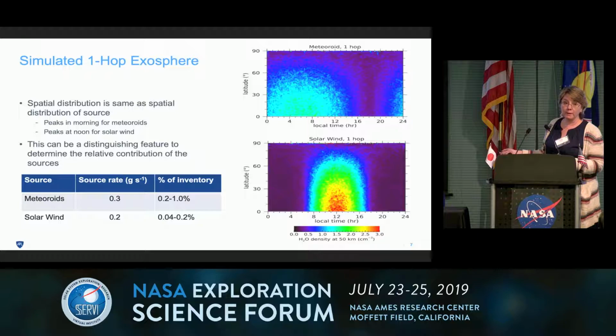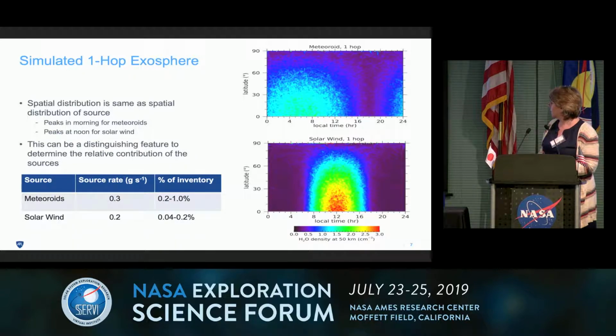So the source is centered on dawn. If solar wind is your source and you have a prompt release of water from the interaction of the solar wind with the surface, your distribution is centered at noon at the equator and falls off as you go away from that subsolar point. And here the scale is the water density at 50 kilometers altitude, which is where the NMS on LADI was measuring water.